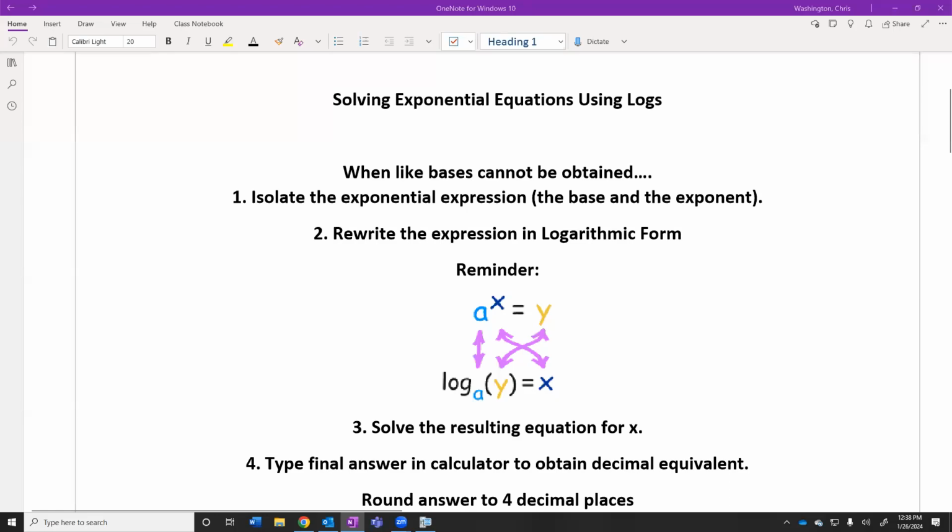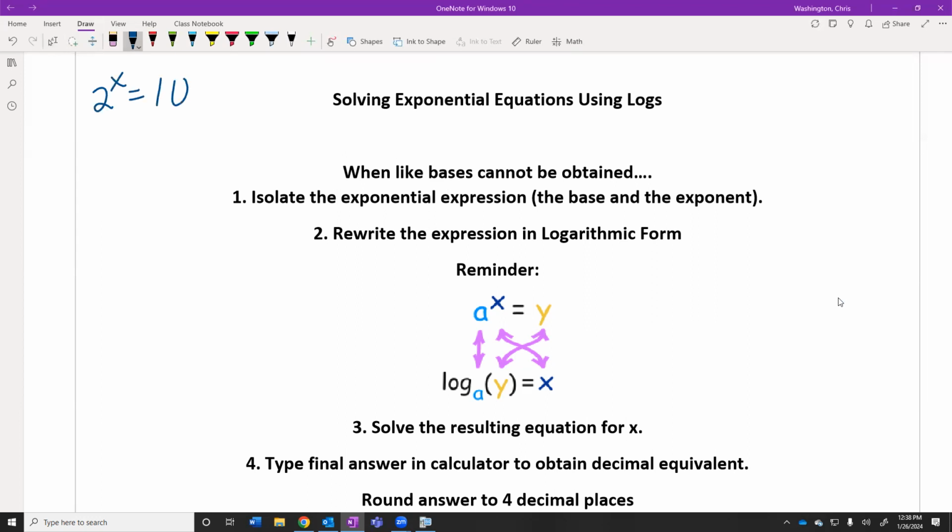We're going to talk about solving exponential equations when we cannot get the bases the same. In your classwork yesterday, the first couple problems on there, you could actually get the bases the same. But what if we can't get the bases the same? We looked at a problem like this a couple days ago, 2 to the x equals 10.